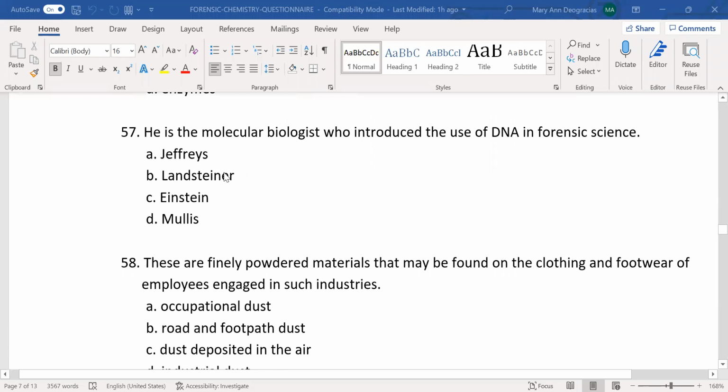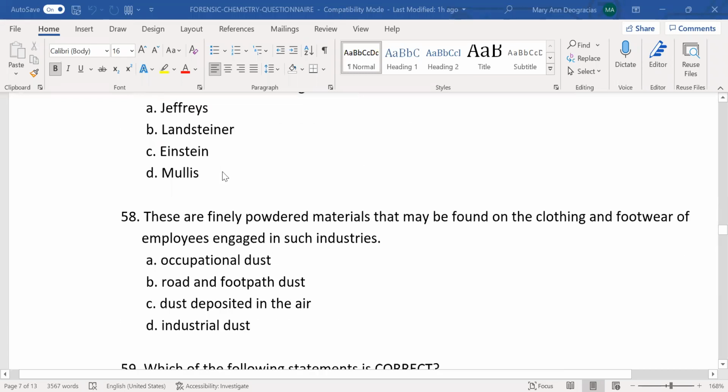Ano to? Meron na tayo dito. Anong work ni Landsteiner pala? Speaking of Landsteiner, may mga nagte-take down notes dito eh. What was the contribution of Landsteiner to forensic science? Yes, very good, Wendell. Group of blood. So he was the one who introduced the 4 blood groups.